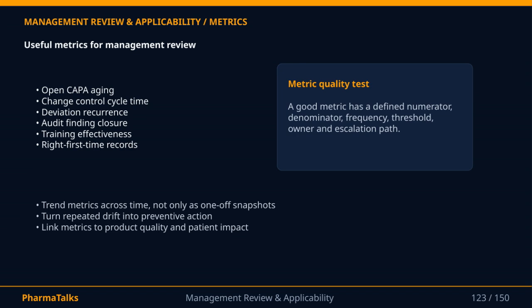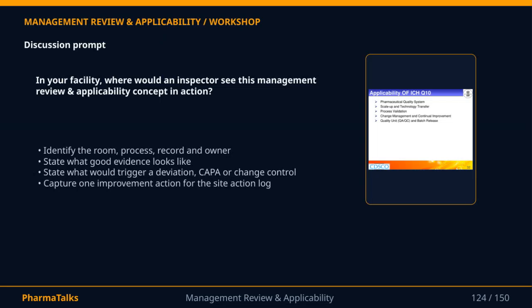purpose in safeguarding both. Let's take a moment to think about how the concept of management review and applicability actually shows up in your facility. Imagine you're an inspector walking through. Where would you see this process in action? Try to identify the specific room or area, the process involved, the records that demonstrate compliance, and who is responsible for it. Next, consider what good evidence looks like in this context.